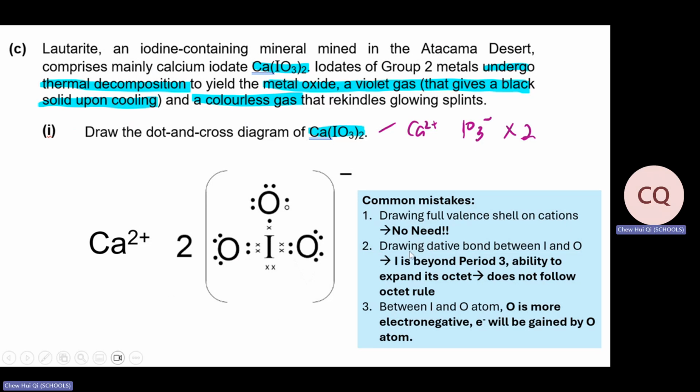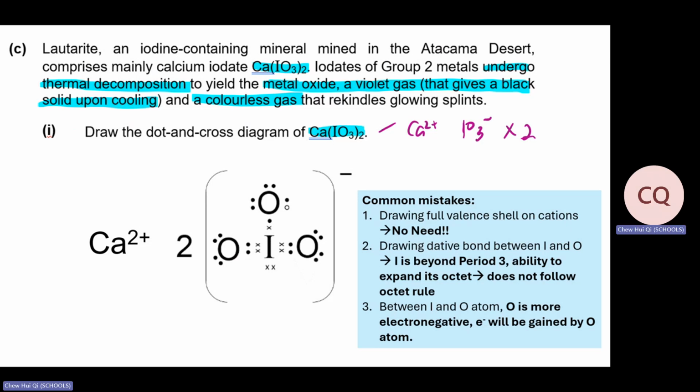Second mistake is that a lot of y'all draw a dative bond between I and O, thinking that there must be a dative bond. There's no need. Why? Your iodine is beyond period 3, it is at period 5. There's an ability to expand the octet, so it doesn't follow the octet rule. And third, between I and O, some of y'all actually place the additional electron on iodine instead, which is wrong, because oxygen is more electronegative. So I hope that this approach is clear to you.